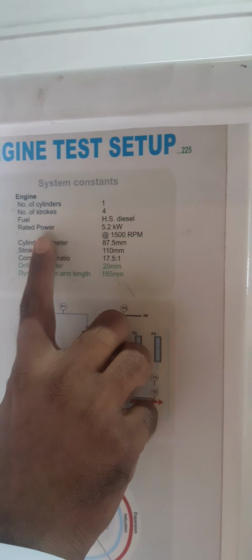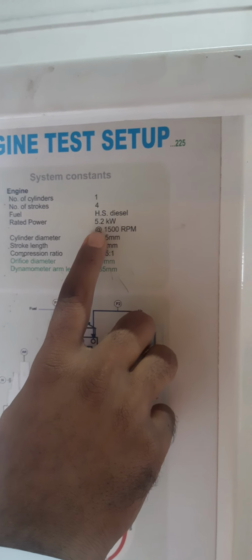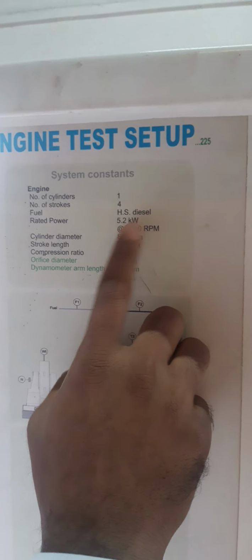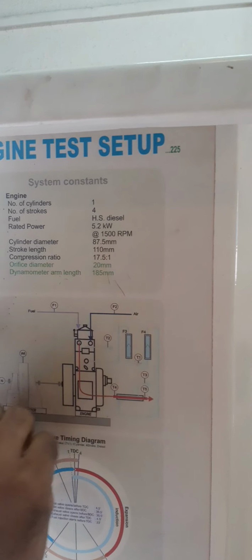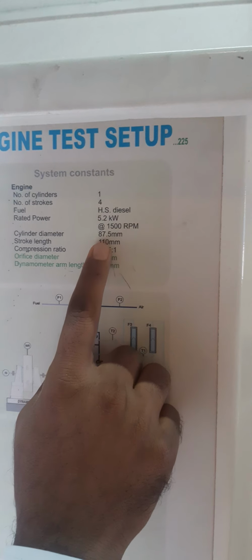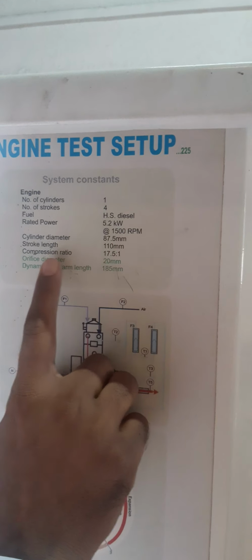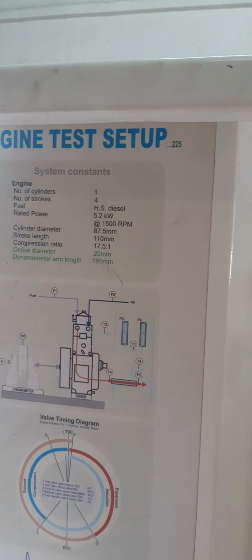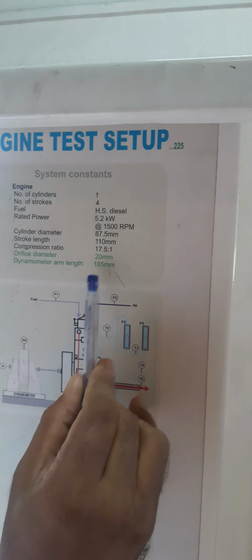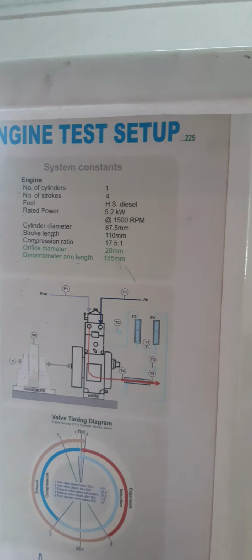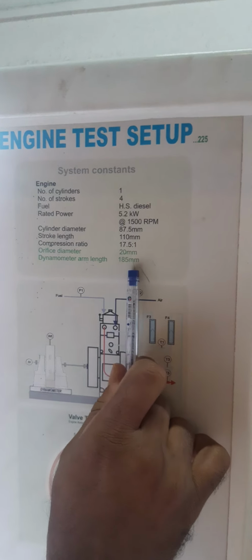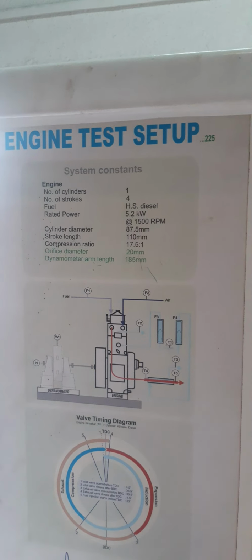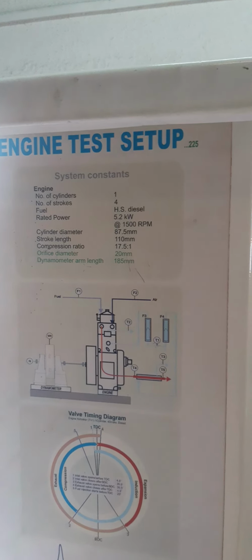Fuel is diesel HS. Total rated power is 5.2 kilowatt. Speed is constant, that is 1500 rpm. Diameter of cylinder is 87.5 mm. Length of stroke is 110 mm, and compression ratio is 17.5:1. Orifice diameter is 20 mm, and dynamometer arm length is constant, which is 185 millimeter.